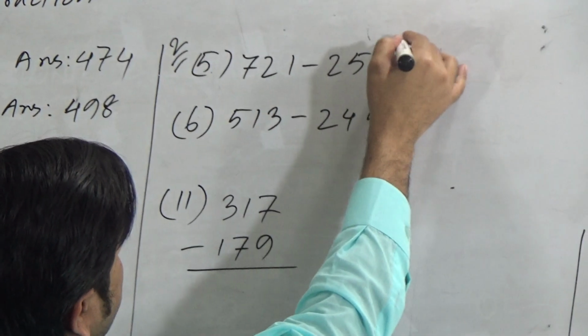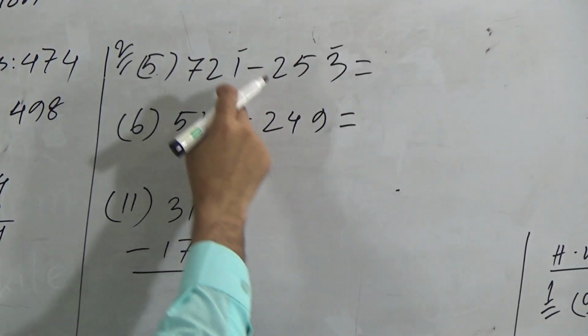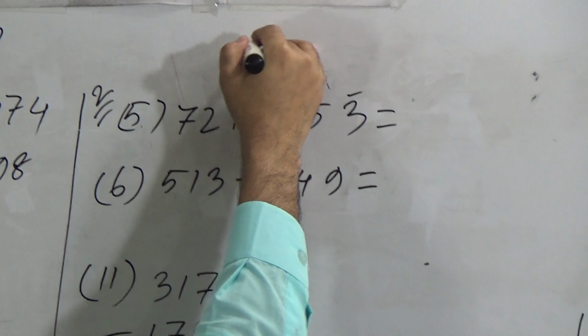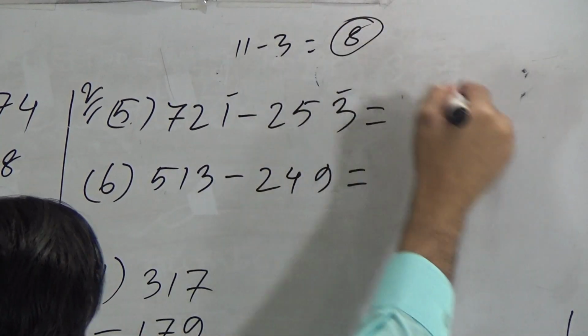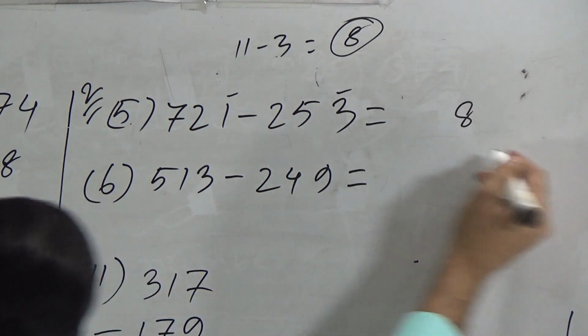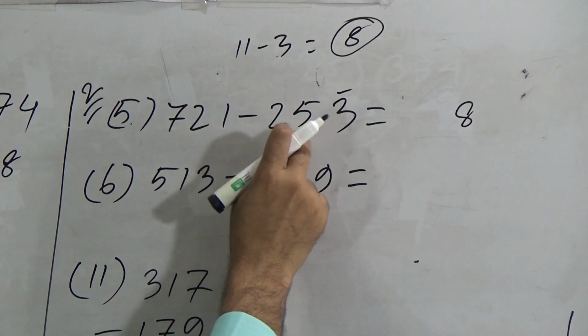Here we have to subtract 3 at first from 1. As 1 is less than 3, so we can't subtract. So we have to consider here 1. This will be 11. We have to subtract 3. So this will be 8. So we can write here 8. As I have taken 1, considered 1, so give that one here with 5.